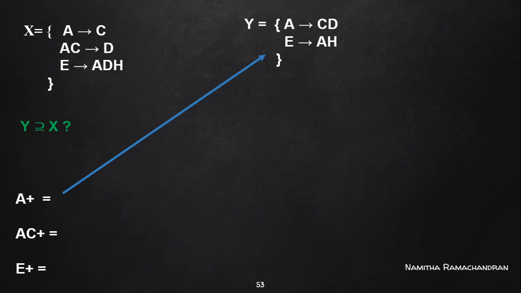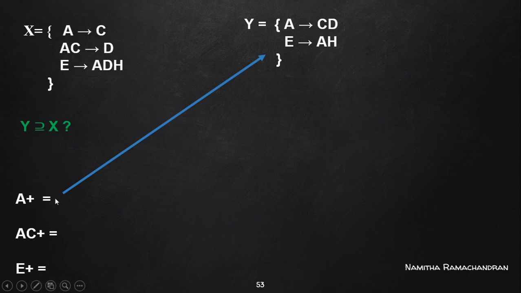This is a very important topic regarding objective type exams, GATE exams, NET exams, etc. So keep this single point in your mind, then the steps become very simple. The tip is: find the closure of the LHS part of your subset with respect to the dependencies listed in your superset. So X is this one. So closure of the LHS part of X, A closure, AC closure, E closure, with respect to the dependencies listed here in the superset.